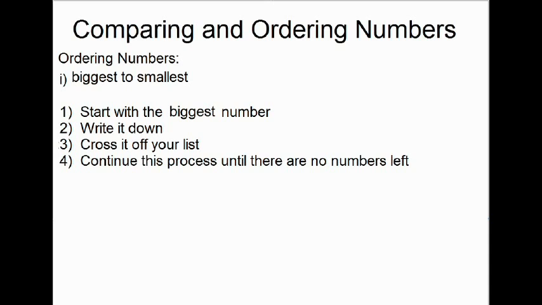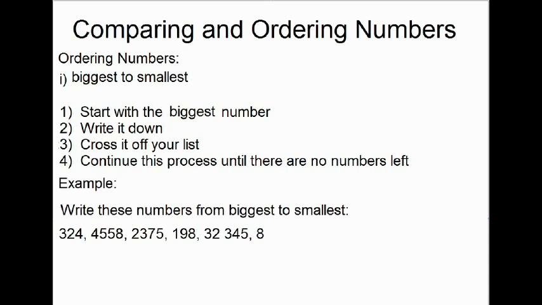So you look at your values and go through the process that we just talked about in terms of trying to find the biggest number. Write it down, and then you want to cross it off of your list. And you continue this process until you have no numbers left. So let's take a look at an example so you understand what I mean by this. Here's an example where we have a list of 6 numbers, and we're asked to write these from the biggest number to the smallest number.